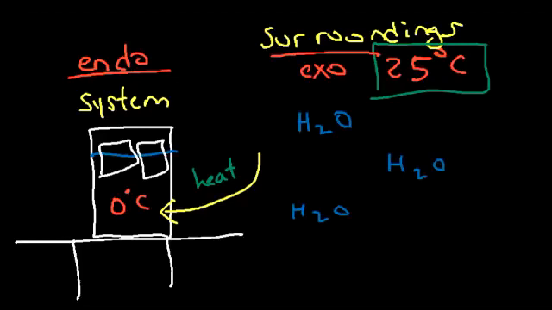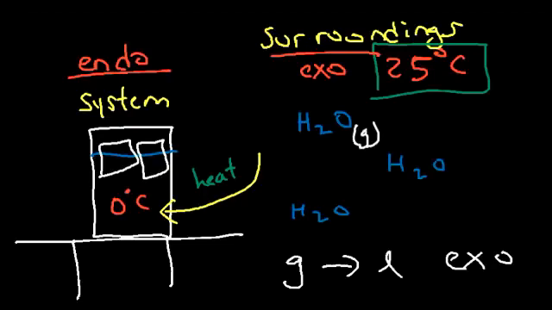Now the water molecules in the air, which are at 25 degrees Celsius, are going to transfer the heat energy into the glass of water. And as they lose that heat energy, they will condense into a liquid. Whenever you have a gas converting into a liquid, it's an exothermic process. Heat energy is released. So these gaseous water molecules are going to release their heat energy to the cold water and they're going to liquefy.